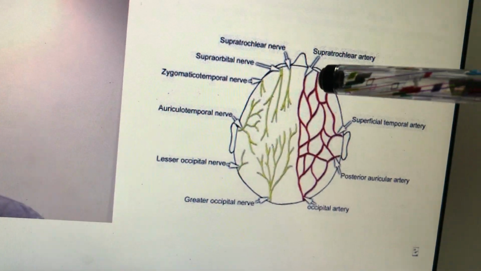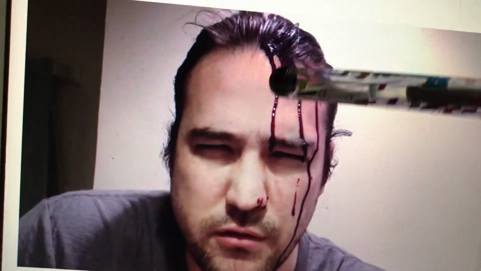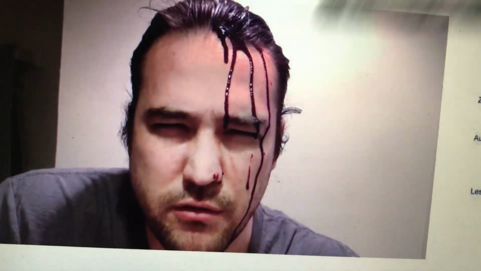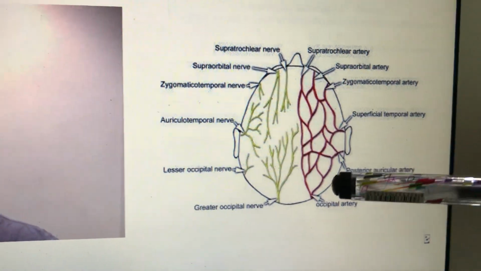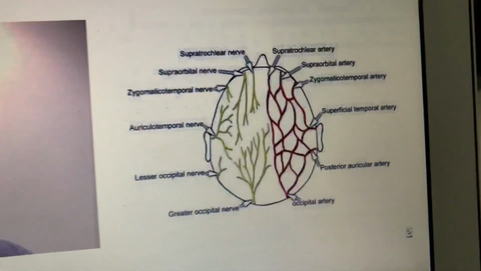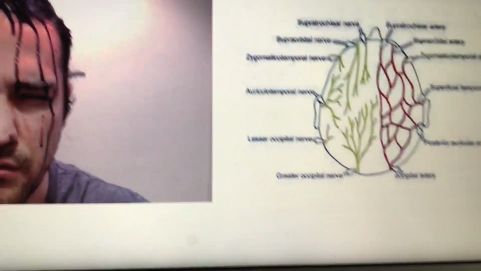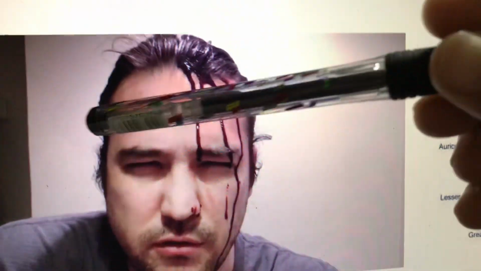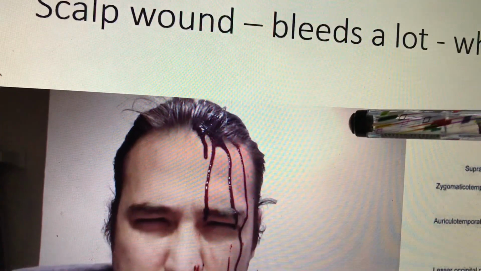So throughout the scalp, anteriorly you will be having the supratrochlear and supraorbital. Here in this area you will be having the supratrochlear and supraorbital, and then laterally you will be having the superficial temporal, zygomaticotemporal, and then posteriorly behind the ear you will be having the posterior auricular artery, and near the occipital bone you have the occipital artery. So both the sides you will be having rich blood supply. So throughout you have the rich blood supply, that's why the scalp bleeds a lot.